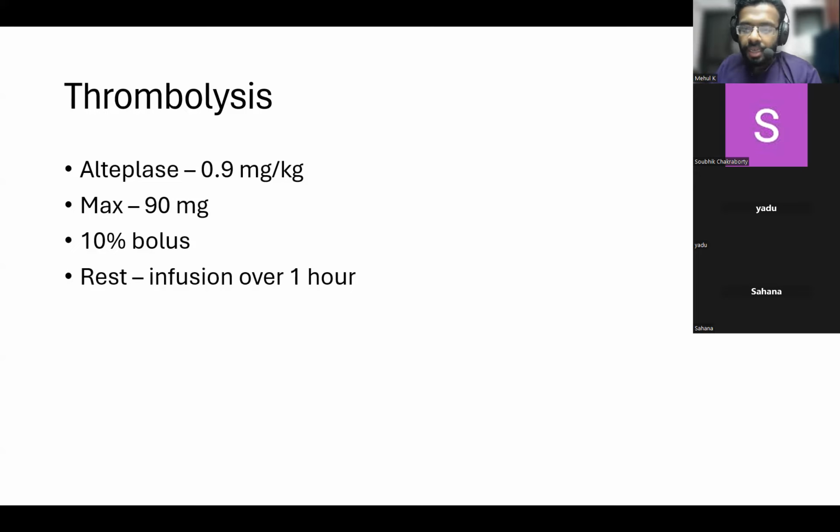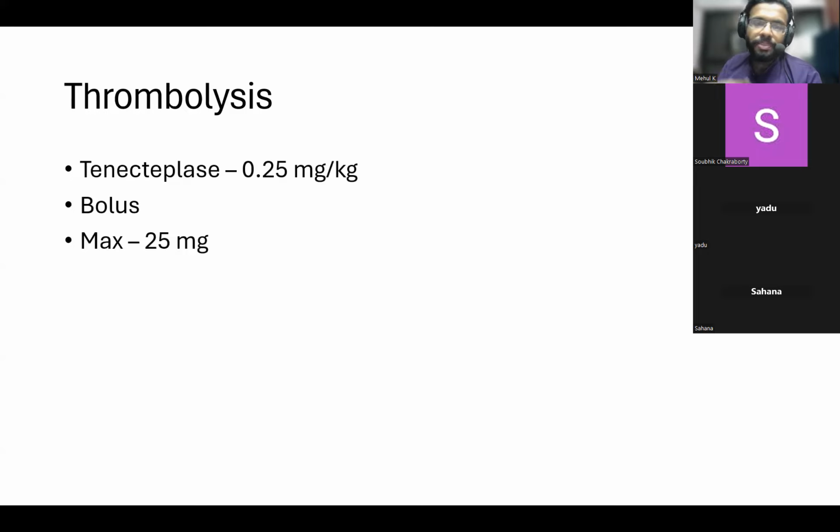The newer drug that we have started giving in our center is tenecteplase. The dose is 0.25 mg per kg. You can give it as a bolus. Why? Because it generally has a longer half-life than alteplase, so the infusion part is actually not needed. Maximum you can give is up to 25 milligrams. And it has some other advantages: it is more fibrin specific than alteplase, and it is less likely to be affected by plasminogen activator inhibitor and all. So these are some theoretical advantages. We do consider it to be an acceptable alternative as of now, although ideally we do need more evidence.